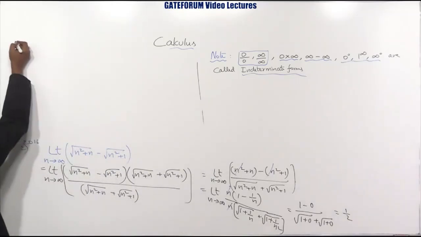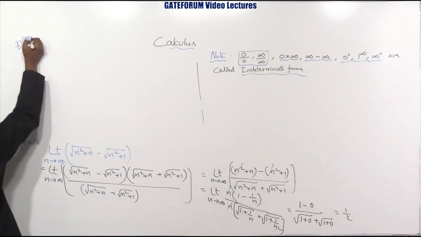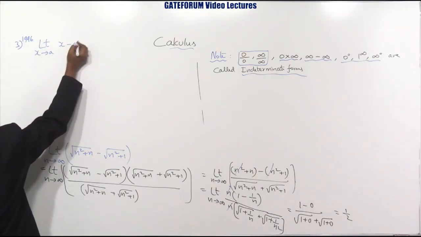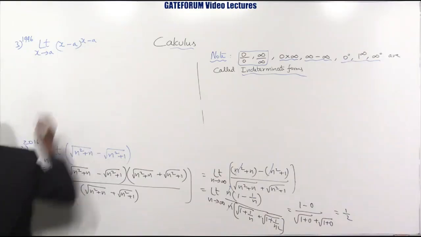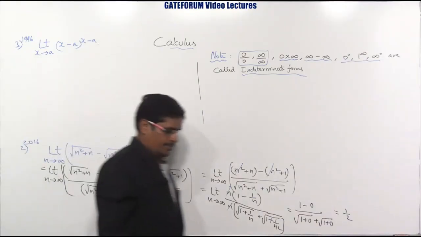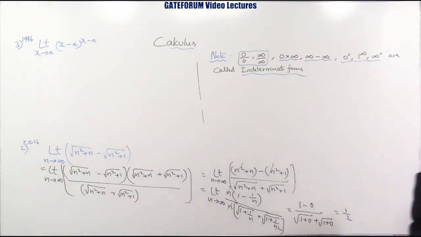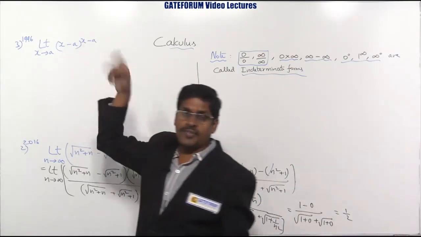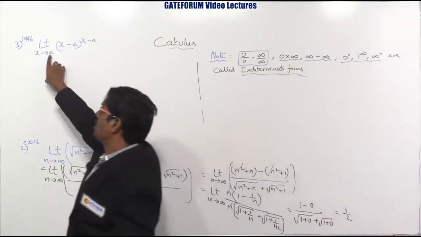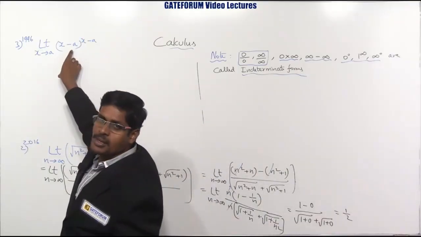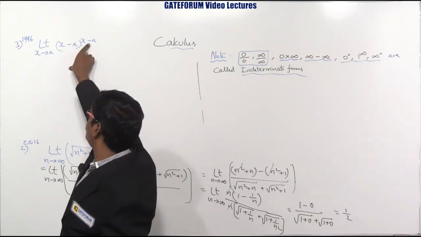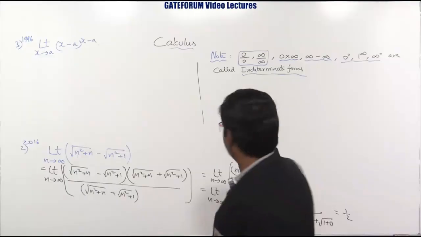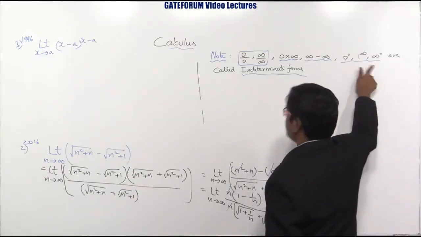Example 3. This question is from 1996. Limit x tends to a, (x minus a) whole to the power (x minus a). Now, for this type of terms I did not provide the 7 standard limits. Then what to do? x tends to a means put x is equal to a, the problematic approach. So this is 0, this is 0. Both base and power are 0.